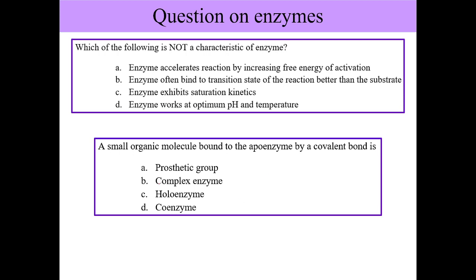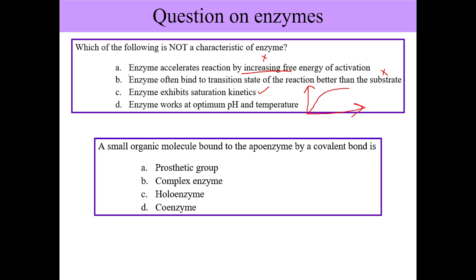Which of the following is not a characteristic of the enzyme? Enzymes accelerate reactions by increasing the free energy of activation. That is not the case. They decrease the free energy of activation, so this is wrong. Enzymes bind to the transition state of the reaction better than the substrate, that is also not correct. Enzyme exhibits saturation kinetics, which is true because you know that the graph goes like this, right? If that is the Michaelis-Menten curve, then it goes like that.